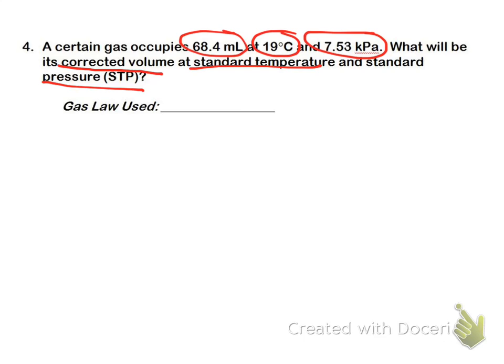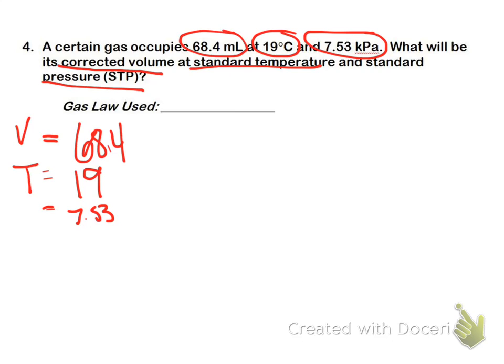So if you've zoned out, zone back in for a second. Got it? Okay. Let's start with the 68.4. That is a volume. The 19 is a temperature. And the 7.53 is a pressure. Agreed? All right. The other side of the equation. What will be the volume? So there's your X.